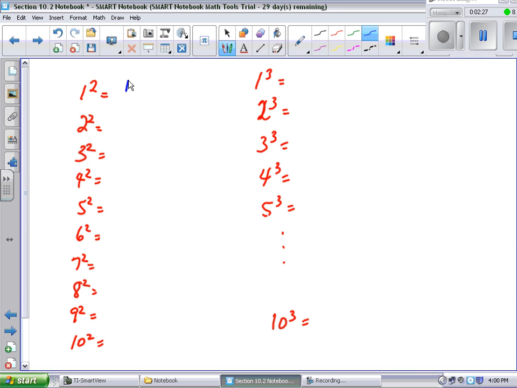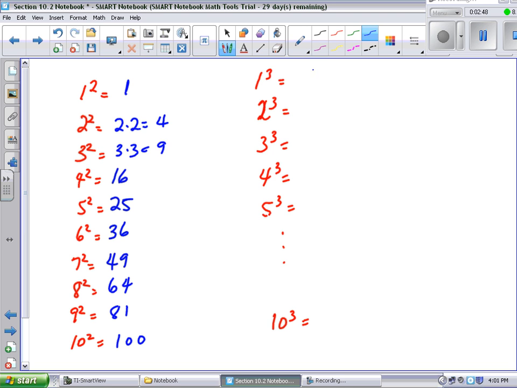Okay, before going any further, I want to think about the perfect squares and the perfect cubes. Know that 1 squared is 1, and that 2 squared is 2 times 2, which is 4. 3 squared is 3 times 3, which is 9. 4 squared is 16. 5 squared, 25. 6 squared, 36. 7 squared, 49. 8 squared, 64. 9 squared, 81. And 10 squared is 100.